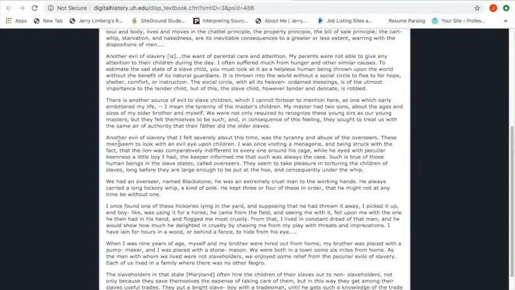Another evil of slavery that I felt severely about this time was the tyranny and abuse of the overseers. These men seemed to look with an evil eye upon children. I was once visiting a menagerie and being struck with the fact that the lion was comparatively indifferent to everyone around his cage, while he eyed with peculiar keenness a little boy I had. The keeper informed me that such was always the case. Such is true of those human beings in the slave states called overseers. They seem to take pleasure in torturing the children of slaves long before they are large enough to be put at the hoe and consequently under the whip.